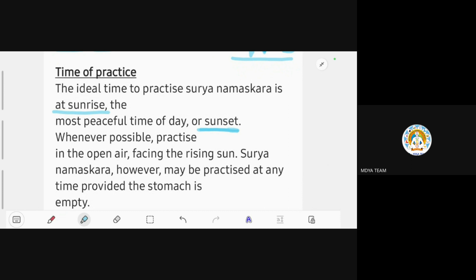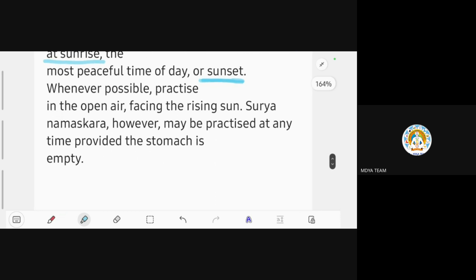One who is already a good practitioner, a good yogi, a good sadhak, who always keeps following all the yama niyams, that person can practice at sunset. This is not mentioned, but I'm telling you, which is different from all of this. It is not written over here, and usually you will not find this. Whenever possible, practice in the open air.